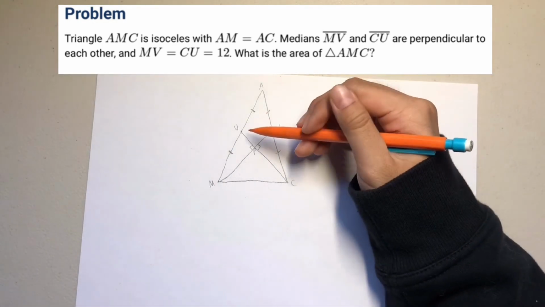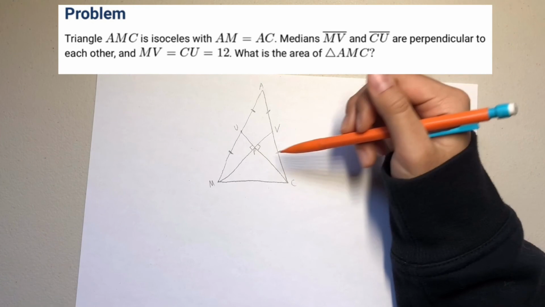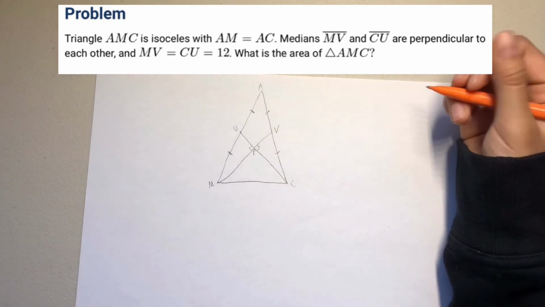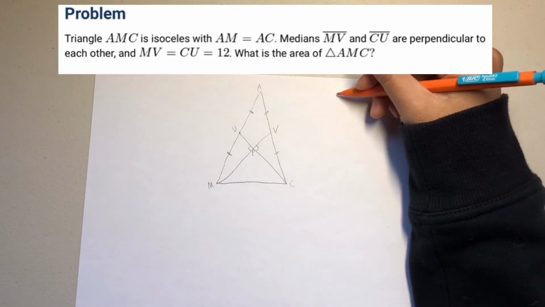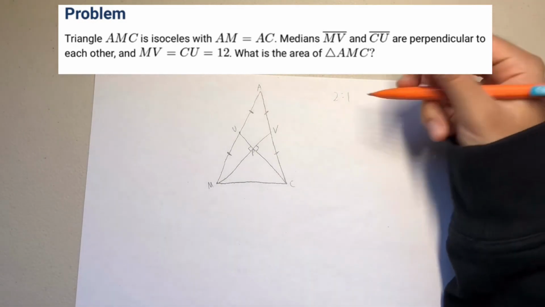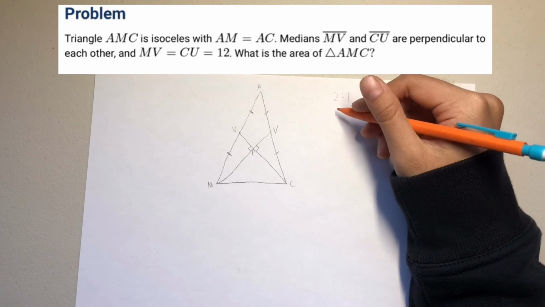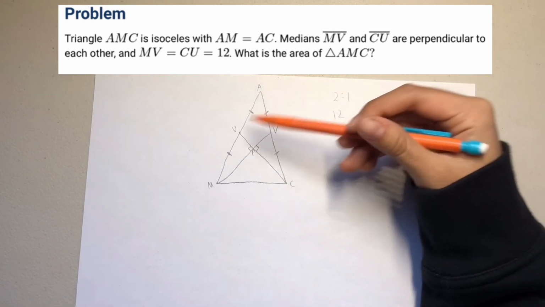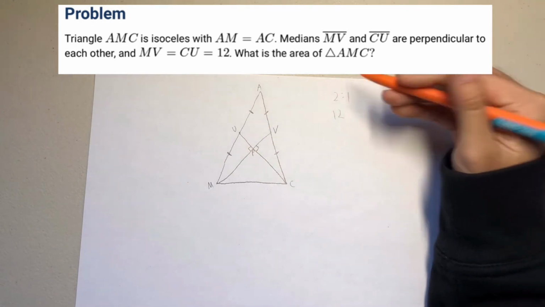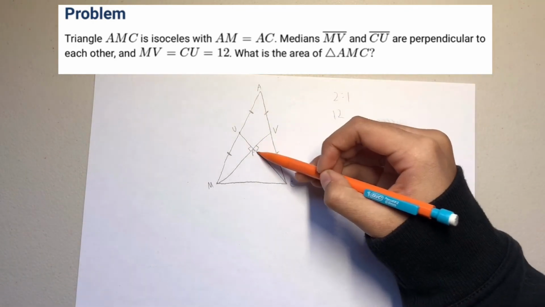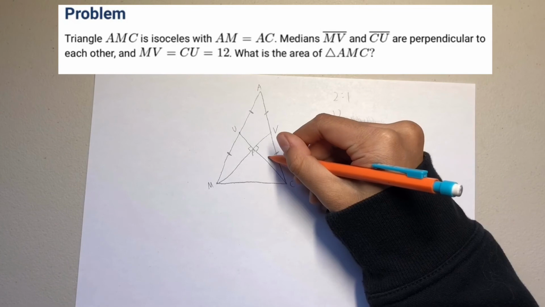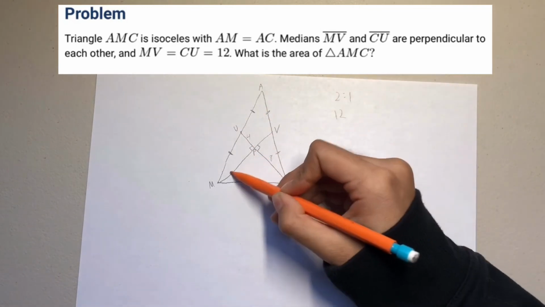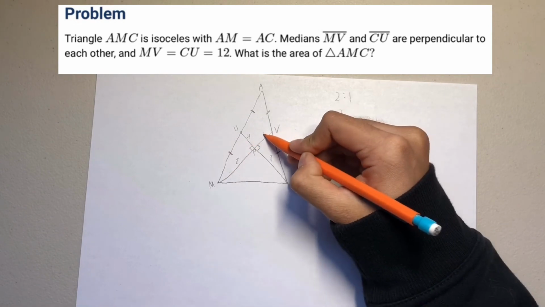Now, we know that MV and CU are 12, and we also know that medians divide each other in a 2-to-1 ratio. So if the median length is 12 and it divides it into a 2-to-1 ratio, then that means that this side right here is equal to 8 and this side here is equal to 4. Same with this. This is 8 and this is 4.